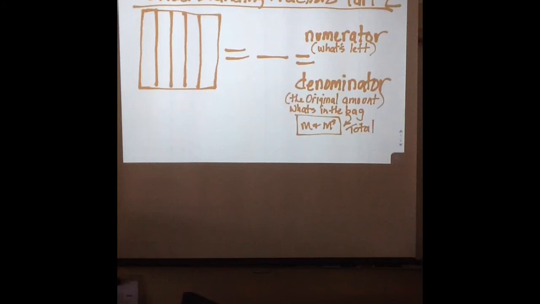Ready? How many pieces is this cut up into? 5. 5 is the number that goes on the bottom. Right. That tells us what? How many pieces it was originally cut up into. Now I'm going to shade some in, okay?